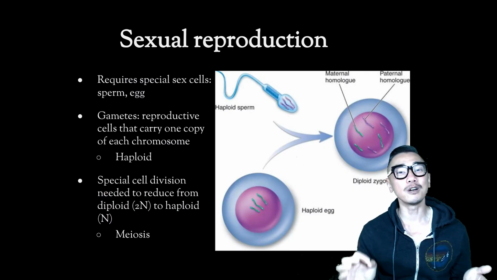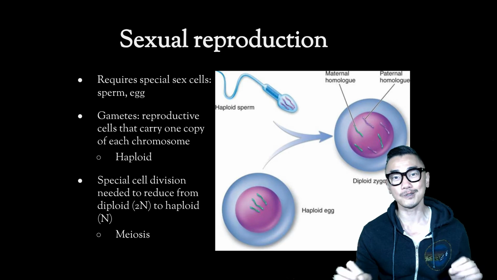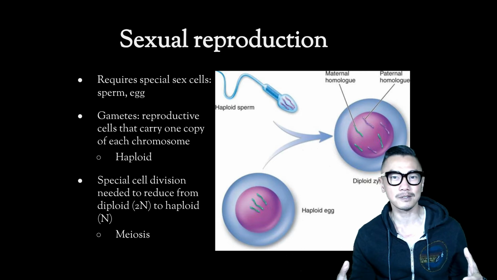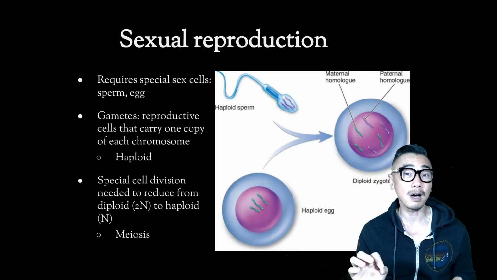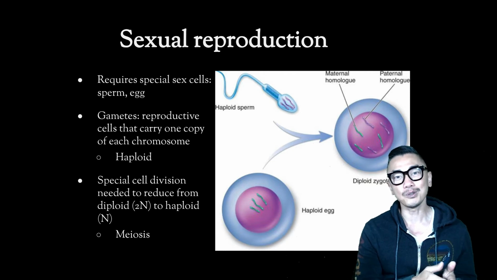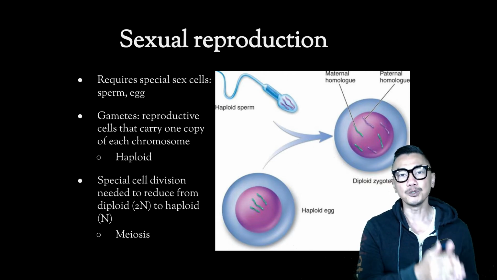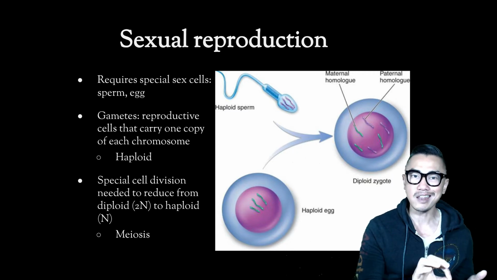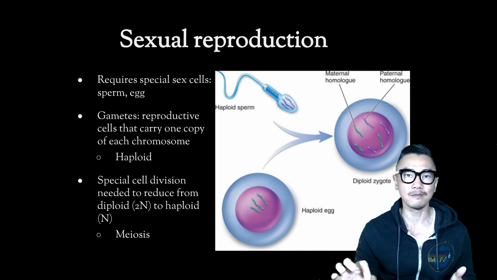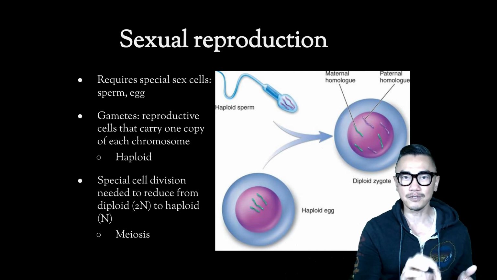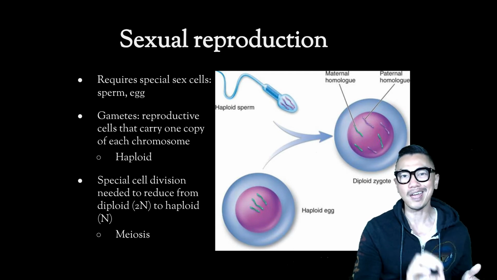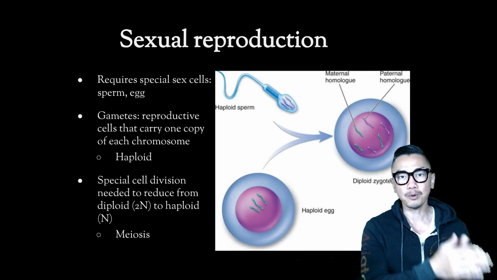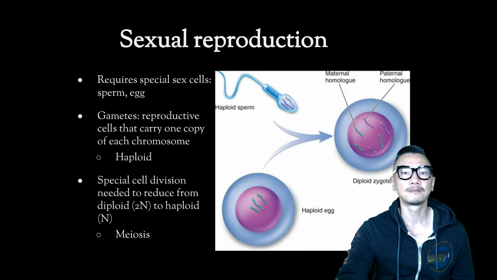Sexual reproduction requires special cells called sperm and egg cells. Sperm and egg cells are more generally referred to as sex cells or gametes. Gametes only carry one copy of each chromosome. As a result, they're called haploid. If we use the letter N to represent a set of chromosomes, haploid cells are N and diploid cells are 2N. We need a special type of cell division to produce haploid or N gametes from normal diploid or 2N cells. This process is called meiosis.